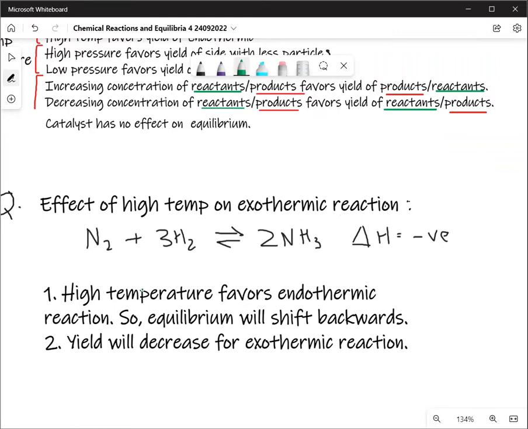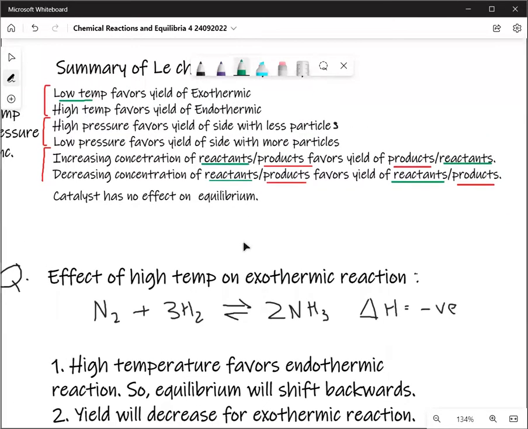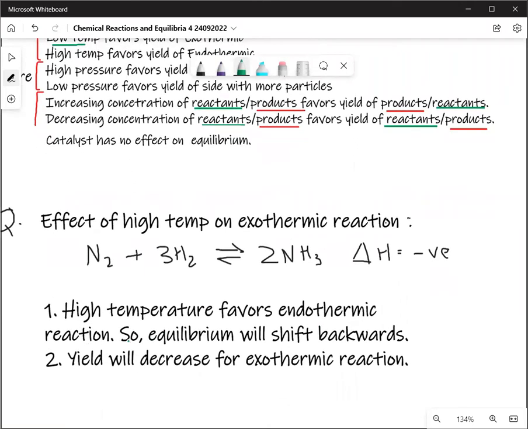Now this is an exothermic reaction, and exothermic wants low temperature. We know that from here. If you use high temperature with exothermic, the equilibrium will shift backwards. This is very important. This line is 1 mark. If you don't write this, you will only get 1 out of 2 marks. 1 mark is for yield will decrease, the other mark is for equilibrium will shift backwards.